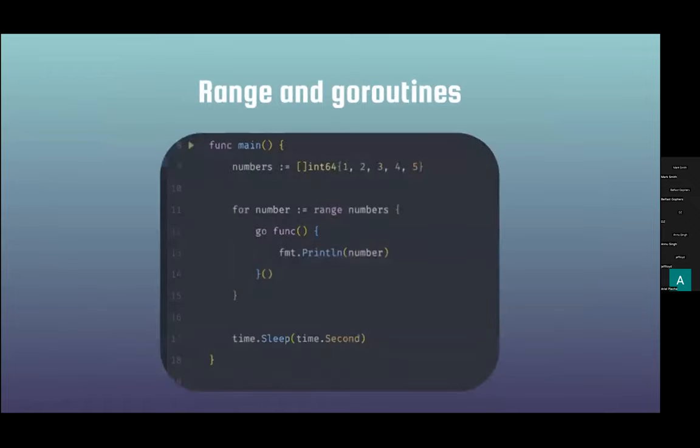Basically, whenever we initialize the number on line 11 in the range, it actually takes the value of each slice element and points to the same address. But actually, the goroutine might not fire processing until the loop is done. So that sort of explains why we're seeing this unexpected result.